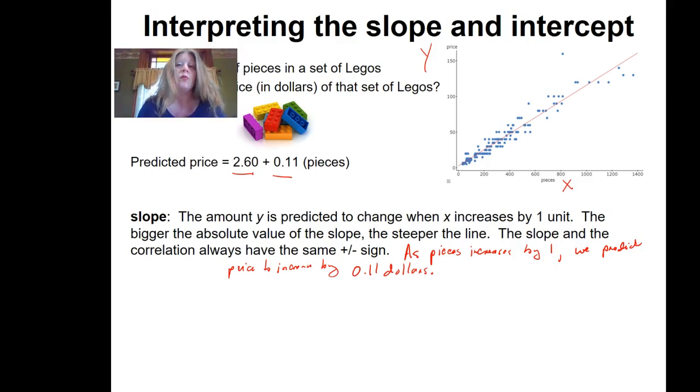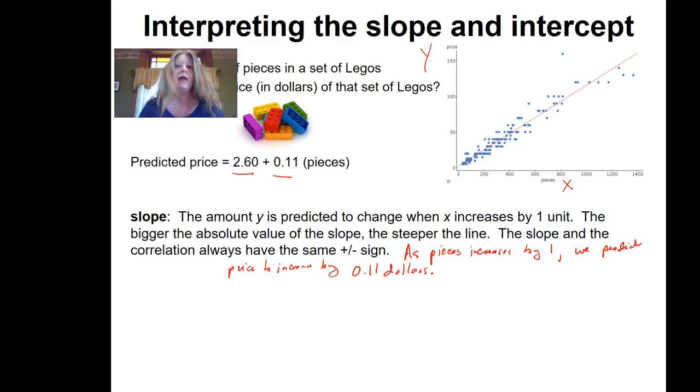here, or whatever the units of measurement for the y variable are. So here we're trying to predict price. So as number of pieces goes up by 1 piece, we're predicting that the price will go up by $0.11. Now, if the slope was negative, we would be predicting that the price would go down by $0.11. So the sign of the slope and the sign of the correlation are going to be the same. If it's a positive correlation, the slope will be positive. If it's a negative correlation, the slope will be negative.